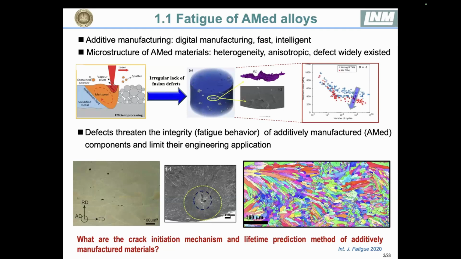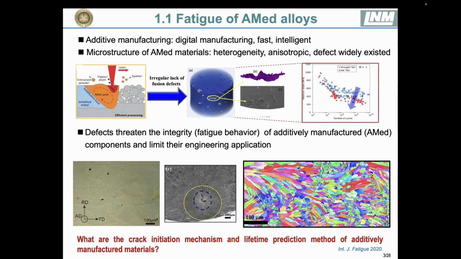As we know, additive manufacturing is quite popular. There are a lot of advantages, such as it being a kind of digital manufacturing. You can manufacture components and parts very fast and efficiently, and it can increase efficiency. Now it is widely used in some industries.